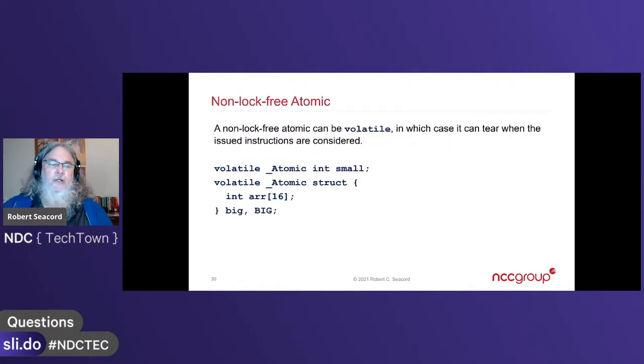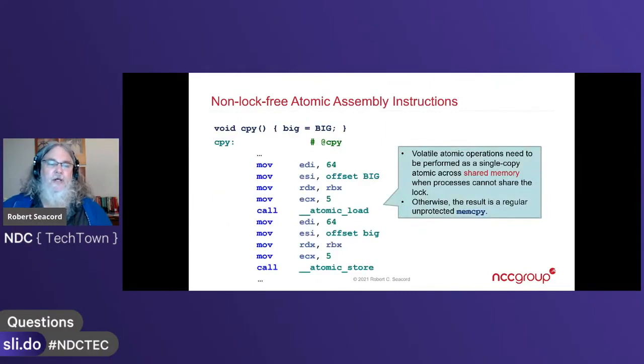So a non-lock-free atomic can be volatile, in which case it can tear when you consider the instructions that might be generated. Here we're going to look at a little example where we have a volatile atomic object, which is a small int, which has a lock-free atomic. And we've got a larger struct which contains a 16 element integer array, which doesn't have a lock-free atomic associated with it. If we look first at the larger object and we attempt to make a copy of it, you'll see that there's a bunch of instructions that need to be called.